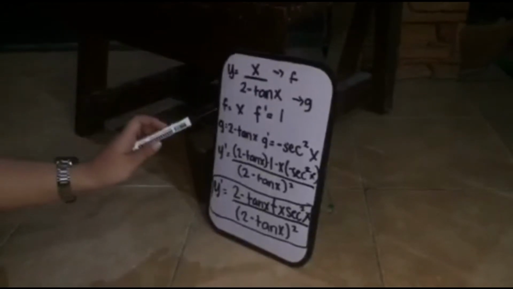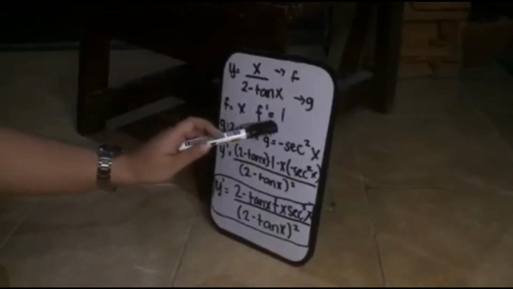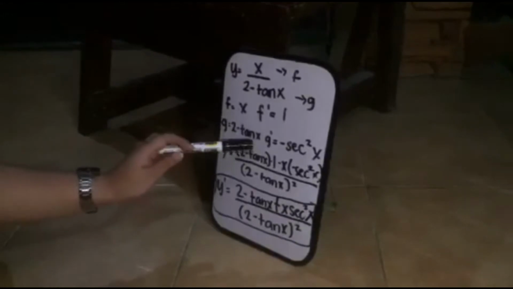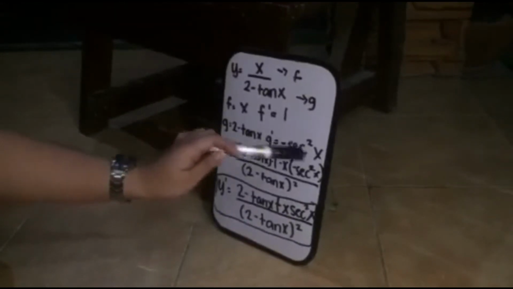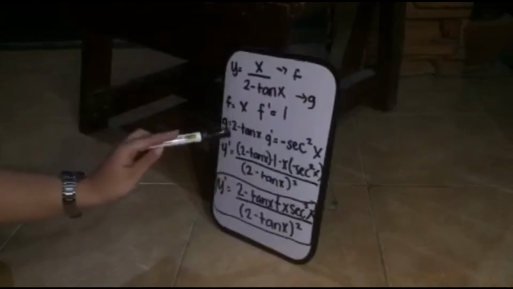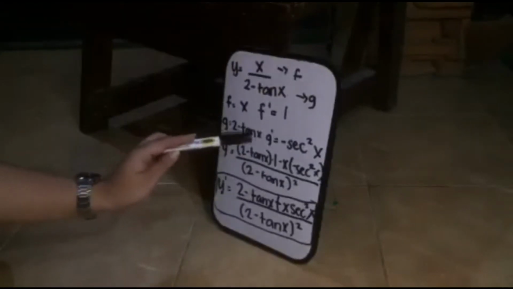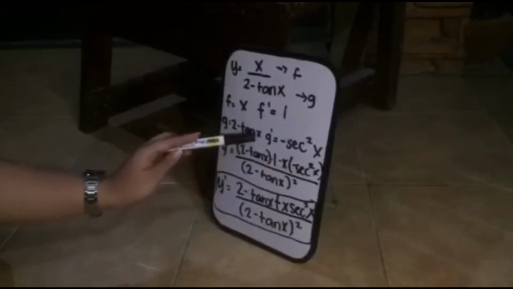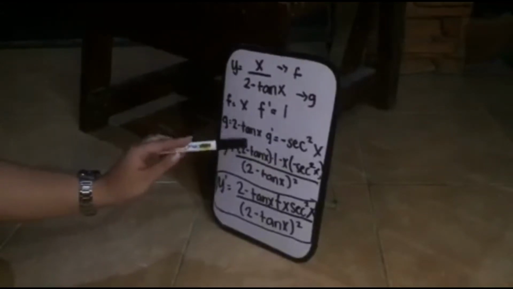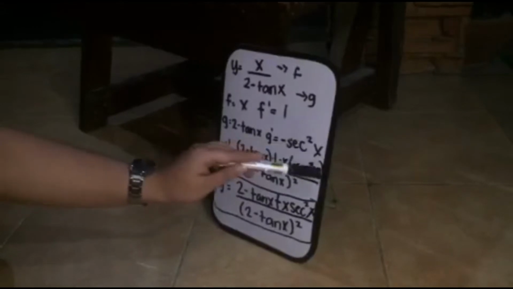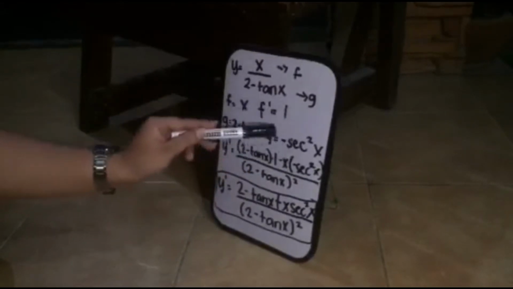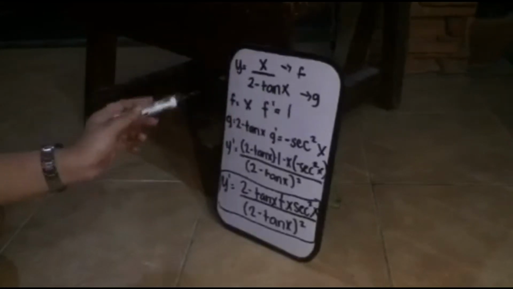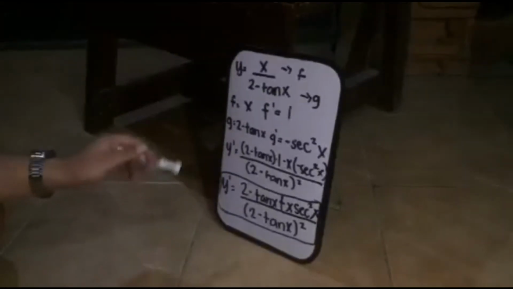So, kukunin natin yung derivative ng dalawang variable, which is f and g. So, para sa derivative ng f, ito ay magiging 1, at para naman sa derivative ng g, ang 2 minus tangent x, ang derivative niya ay magiging ganito. So, yung minus or yung negative ay i-copy lang natin, and then let's get the derivative of tangent x. So, ang derivative ng tangent x ay secant squared x. So, ayan na yung mga derivative nung dalawa nating variable. So, ilagay na natin siya sa formula ng quotient rule.